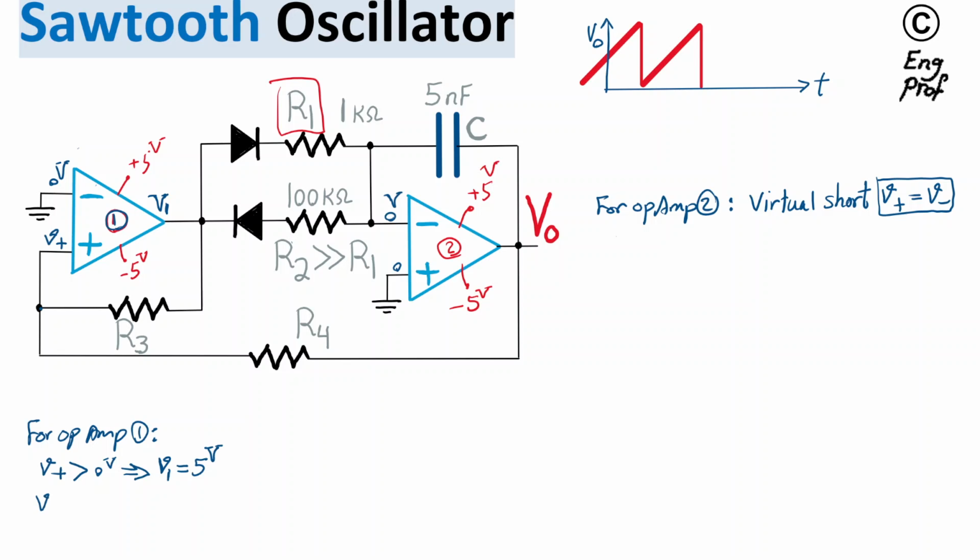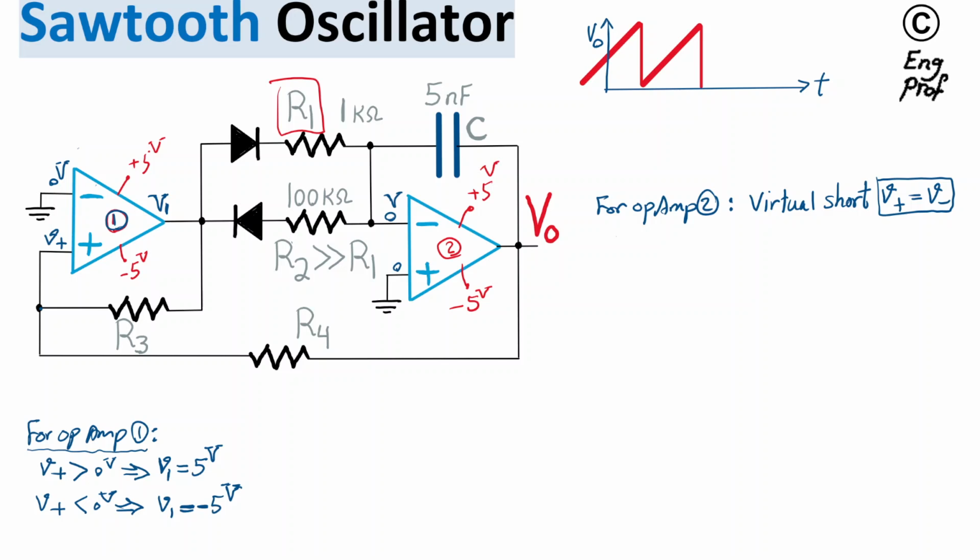On the other hand, whenever V positive is less than 0 volt, which is the voltage at negative, so at negative you can see it's always 0 volt, then as a comparator it would just immediately shoot to the maximum negative saturation voltage at the output, negative 5 volts. So V1 becomes just negative 5 volt. Okay, so this is for op-amp 1 that is operating like a comparator.